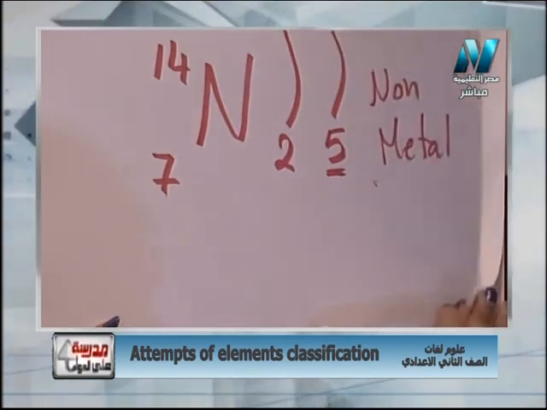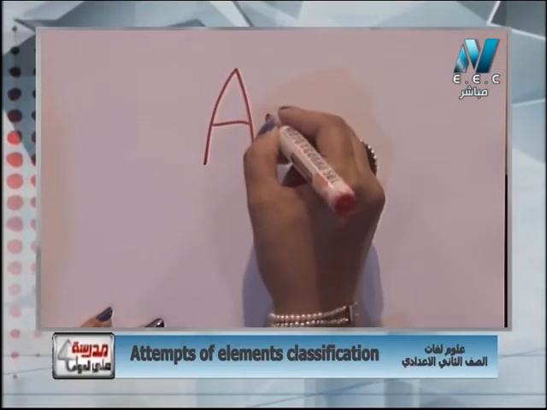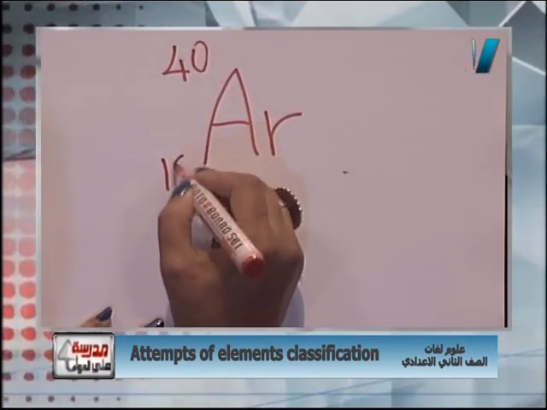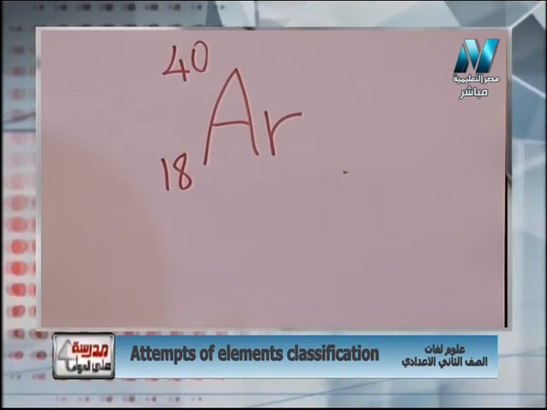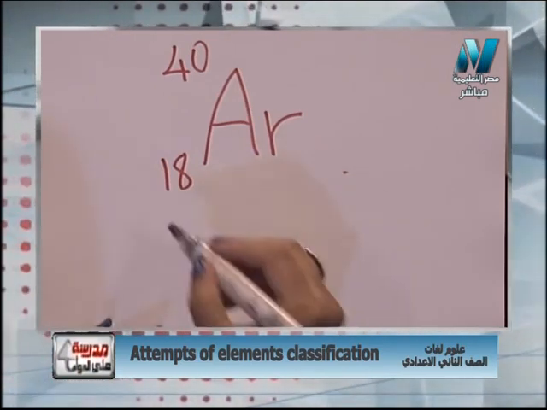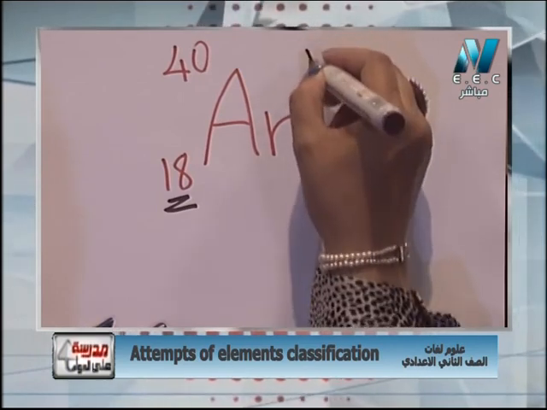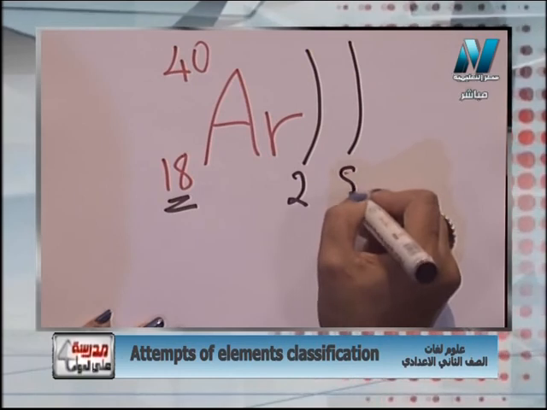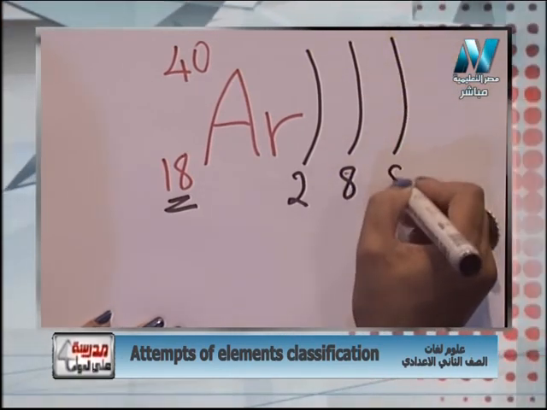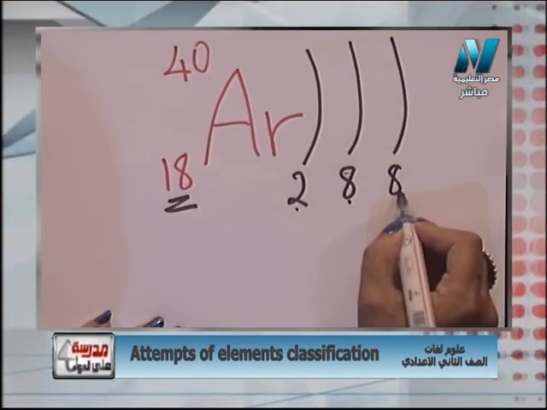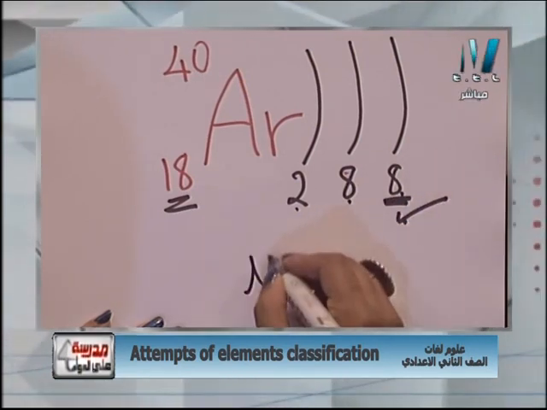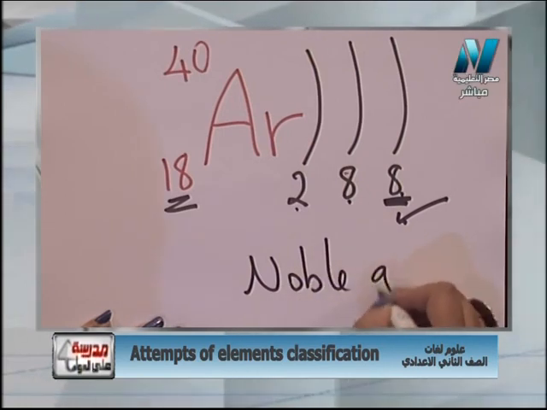Okay, another one, the last one, we are going to have argon, the mass number 40 and atomic number 18. We are going to distribute the atomic number. Correct configuration: the first level takes 2, the second 8, then 8. So 2 plus 8 is 10, and 8. The 8 means completed or saturated, so it will be a noble gas.